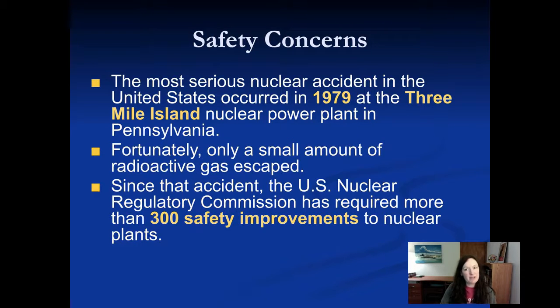The most serious nuclear accident here in the United States was in 1979, and that was at Three Mile Island Nuclear Power Plant in Pennsylvania. And fortunately, it wasn't as big as Chernobyl. However, it did kind of scare us into making a lot more safety improvements at our nuclear plants. So nowadays, there are a lot more safety measures in place to ensure that such an accident does not happen again.